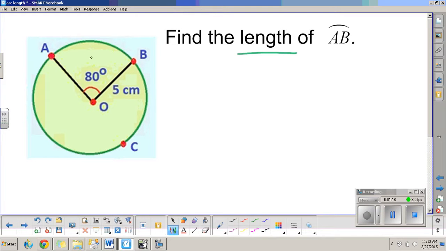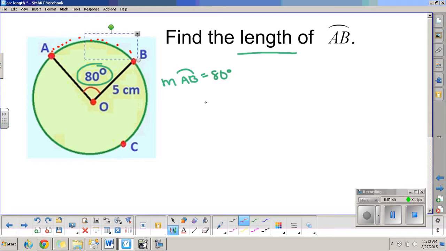Now, here's my circle. I have an 80-degree angle, which means the measure of the arc is also 80 degrees. So the measure of the arc is 80 degrees, not to be confused with arc length, which would be if I start at A and I walk all the way around to B, that is my arc length.